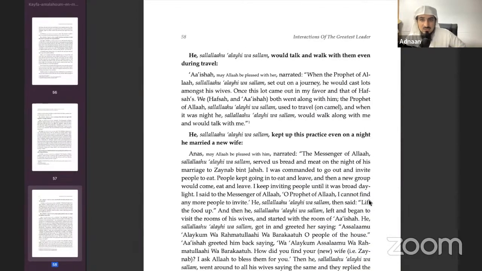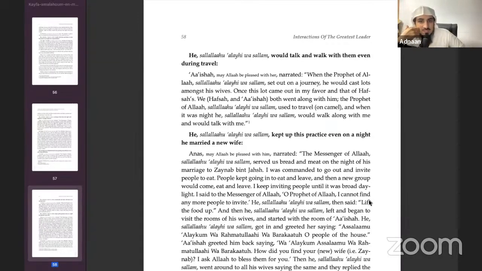He sallallahu alayhi wasallam would talk and walk with them even during travel. Aisha radiallahu anha narrated, when the Prophet of Allah sallallahu alayhi wasallam set out on a journey, he would cast lots amongst his wives, meaning he had 9 wives, okay? It's not possible to take them all. So for example, if you put everyone's names in a hat and then you pull out one, whoever's name comes out is the one that goes. A similar concept, pulling lots.